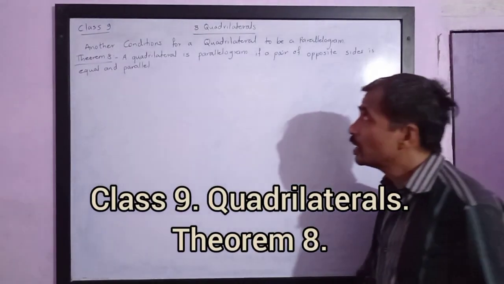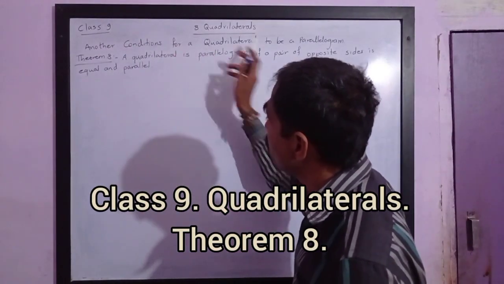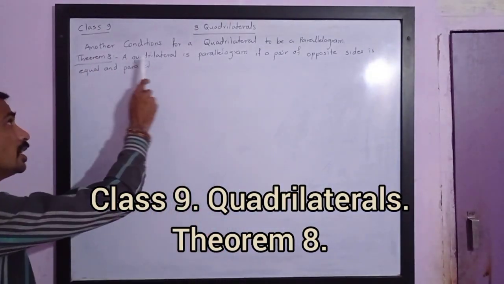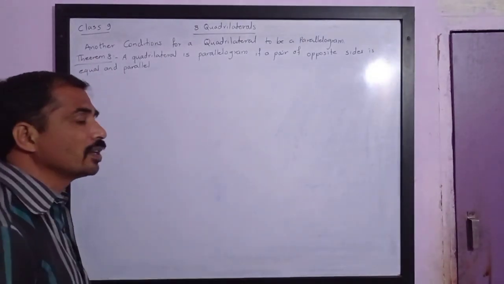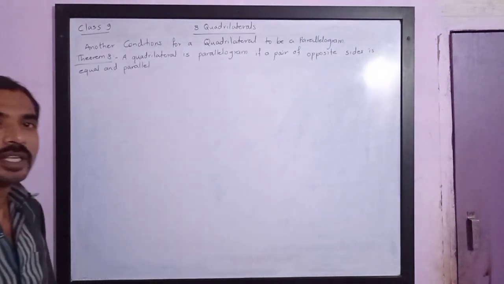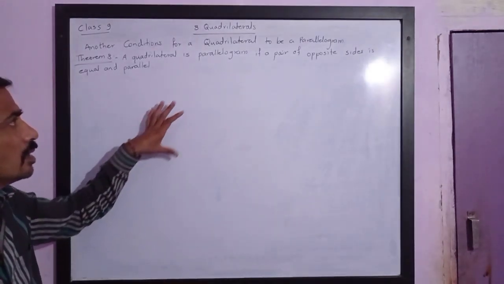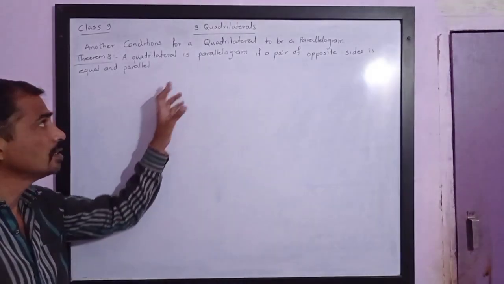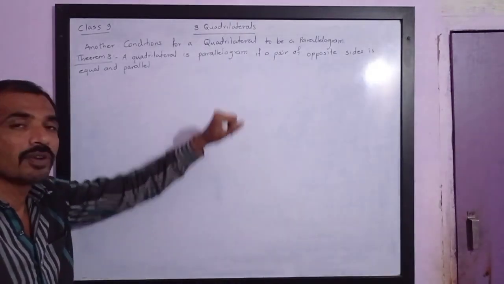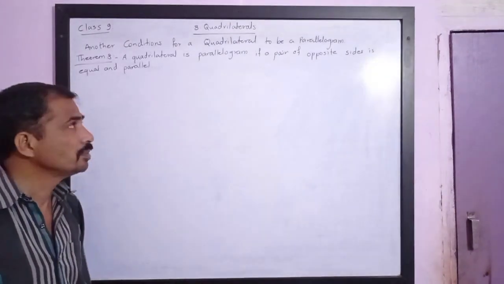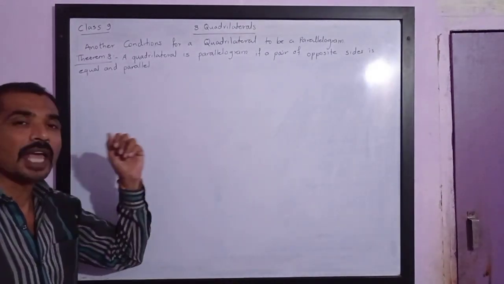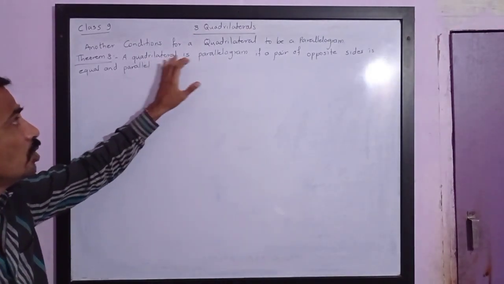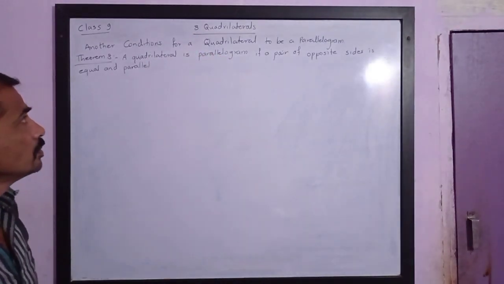Dear friends, in class 9 we are studying the 8th chapter, quadrilaterals. The next point is another condition for a quadrilateral to be a parallelogram. We have studied some conditions: in a parallelogram, opposite sides are parallel. Then we studied the diagonals: diagonals bisect each other. Then opposite angles are equal. So these are certain properties related to a parallelogram.